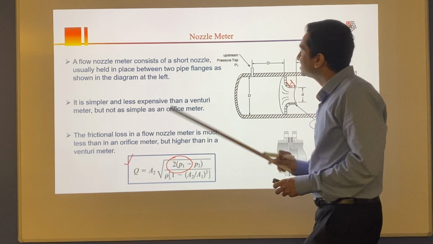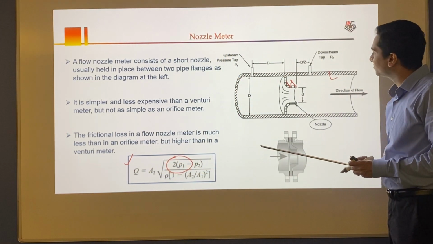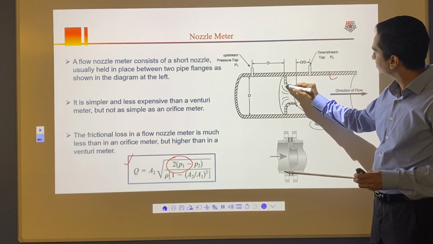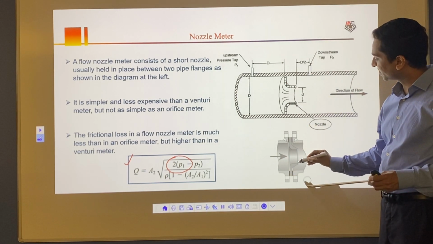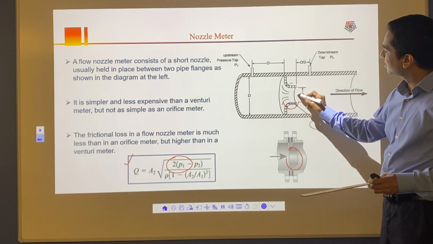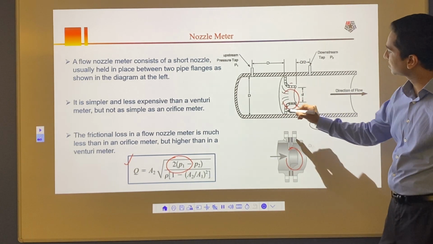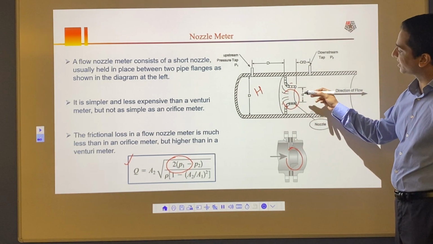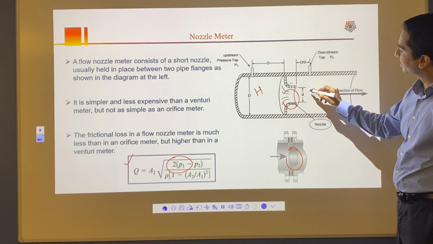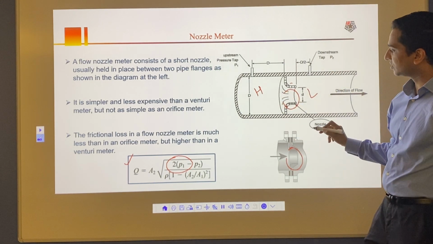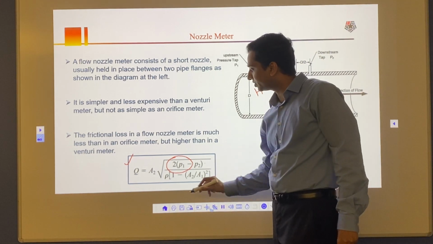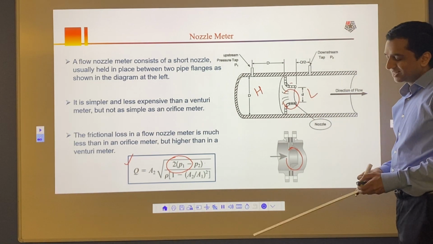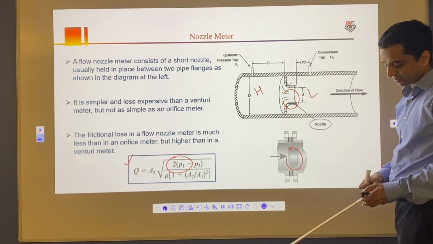Another device I have is the nozzle meter. In this nozzle meter, what I have is a nozzle, something that looks like this, here or here. The idea is the same. Instead of an orifice plate, I have a nozzle. So high pressure here, low pressure there. As soon as the water comes out of this nozzle, you can imagine velocity will increase and low pressure will be created, so low pressure here. You can measure that pressure difference, P1 minus P2 again, and you should be able to get the flow rate. That's the general idea for the nozzle meter. It is slightly more expensive than your orifice meter.